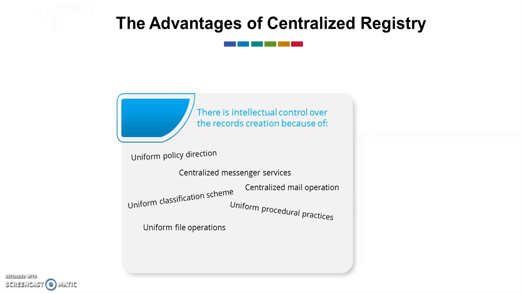So file operation means here how you arrange the record, what are the methods that you use to arrange the record, and what we call the procedures regarding the record keeping and also the retrieval of the file itself. And lastly, there will be standardized or uniform schedules, disposal standards and operations that are used throughout that particular organization.